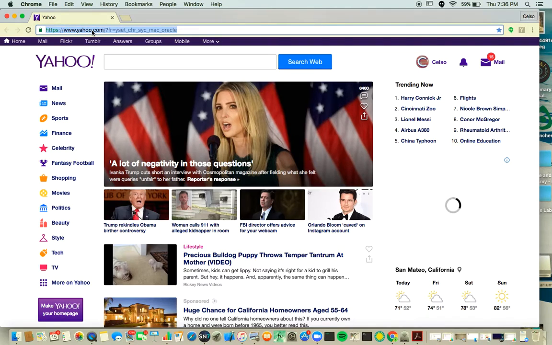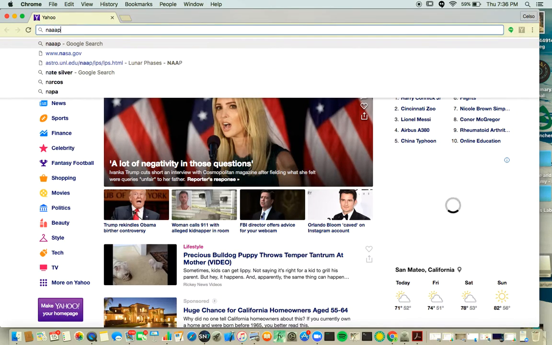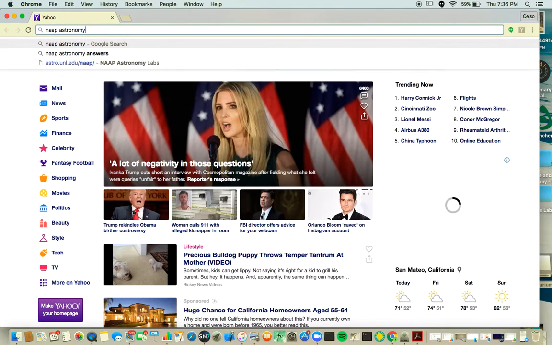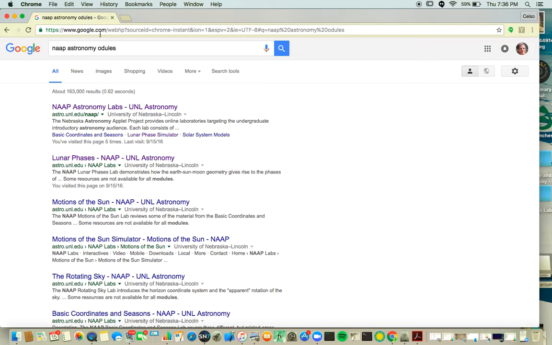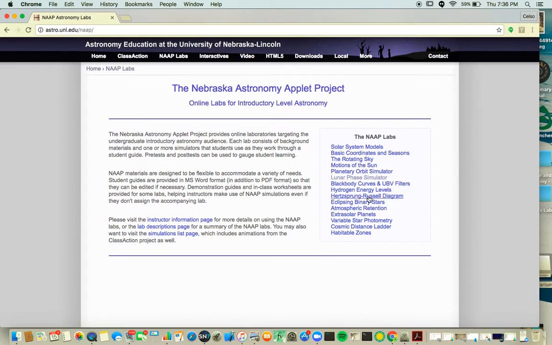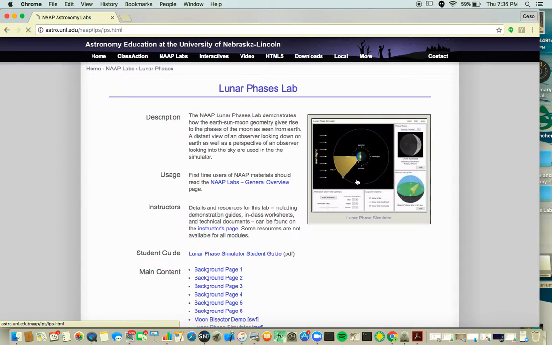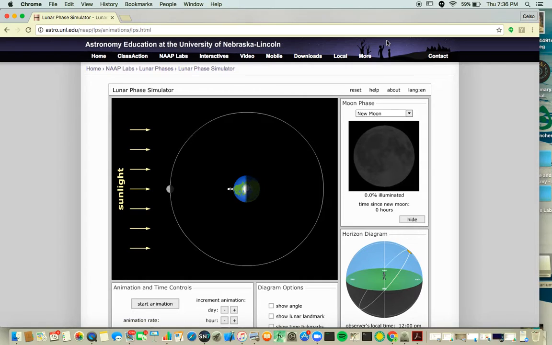So what you do is a search on NAAP, astronomy modules or astronomy exercise. Even if you write it wrong, you get it there. And then you find the lunar phase simulator, and then you activate it.